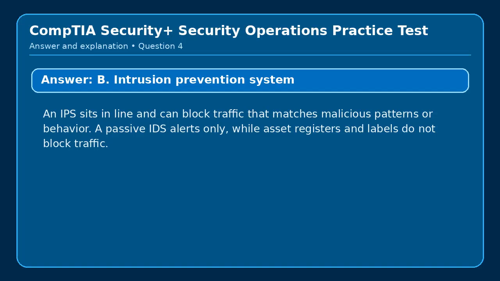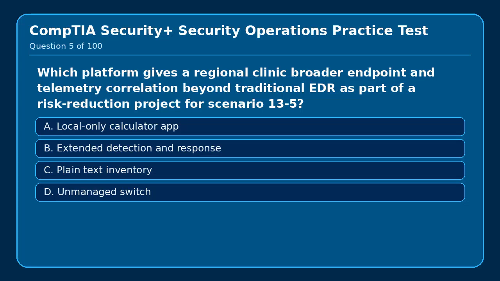Question 5. Which platform gives a regional clinic broader endpoint and telemetry correlation beyond traditional EDR as part of the risk reduction project for scenario 1? A. Local only calculator app. B. Extended detection and response. C. Plain text inventory. D. Unmanaged switch. Take a moment to choose your answer.